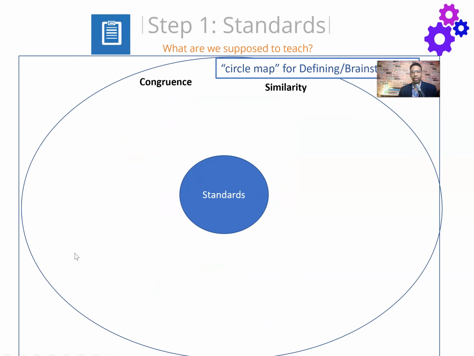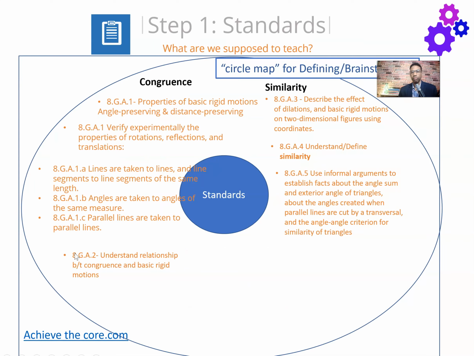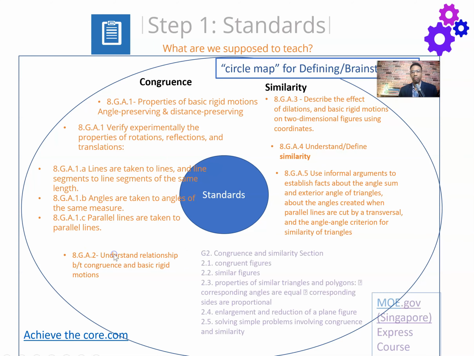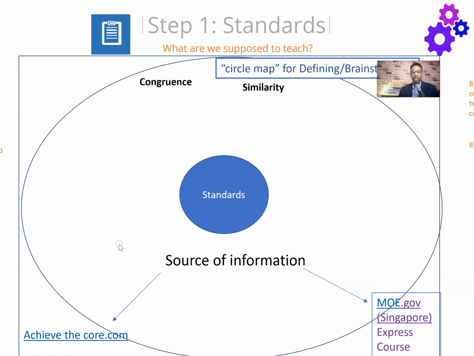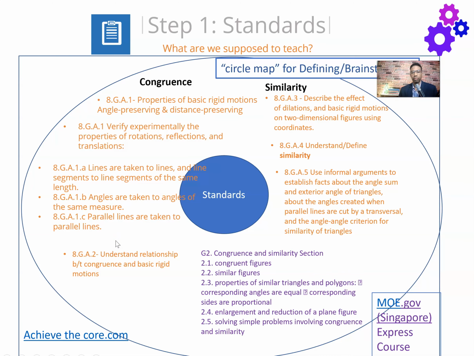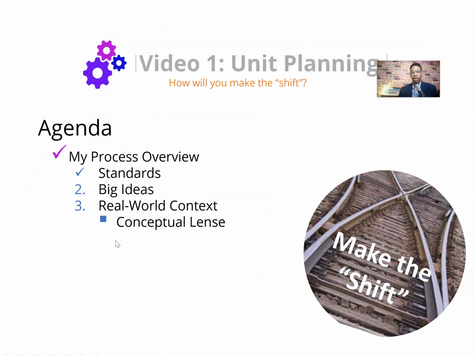So let's define and brainstorm our standards. Went to Common Core, achieve the core, and went to moe.gov in Singapore to get those standards for congruence and similarity. Quick tip on circle maps: the outside of the circle but inside the rectangle is where you keep your sources of information. All right, so those are the standards.